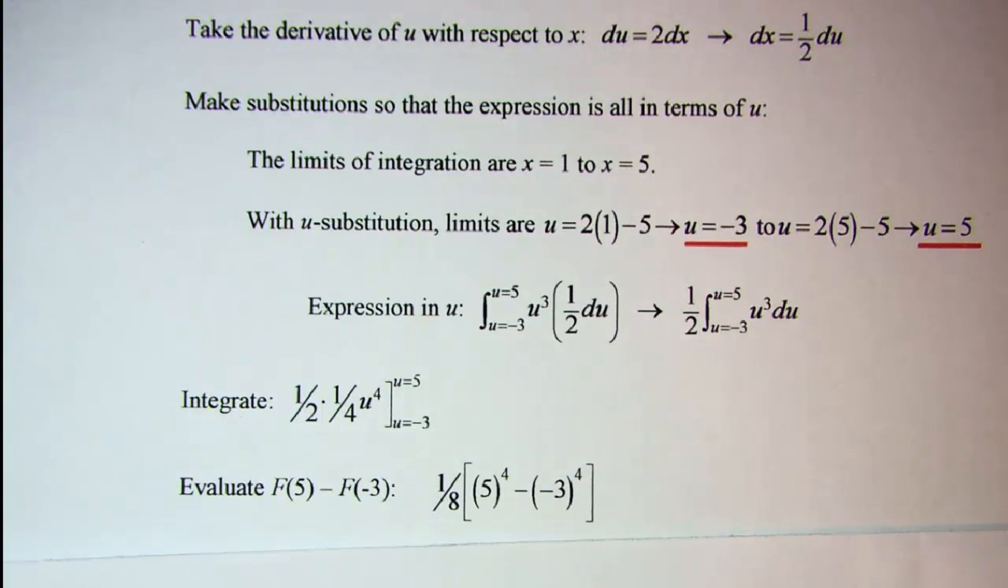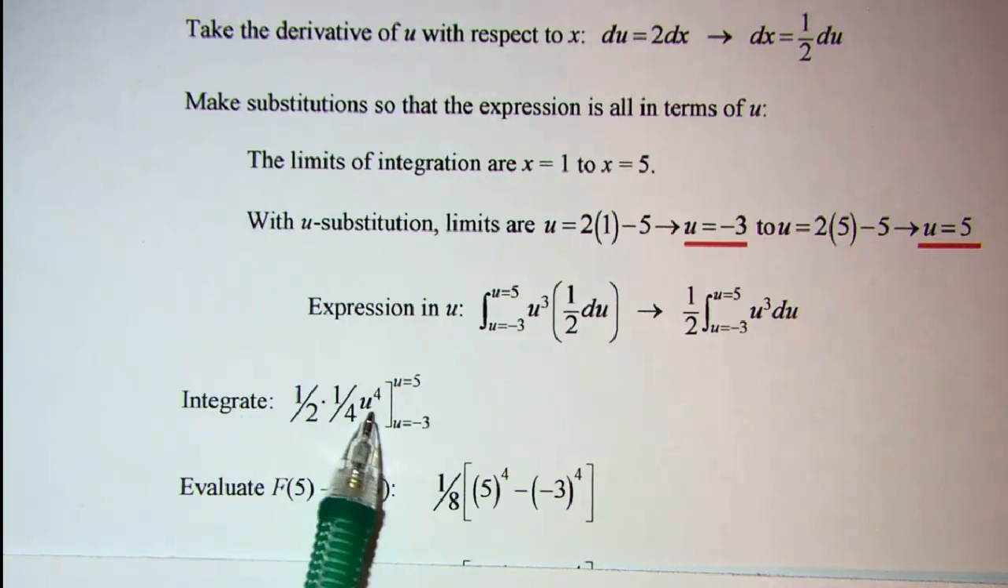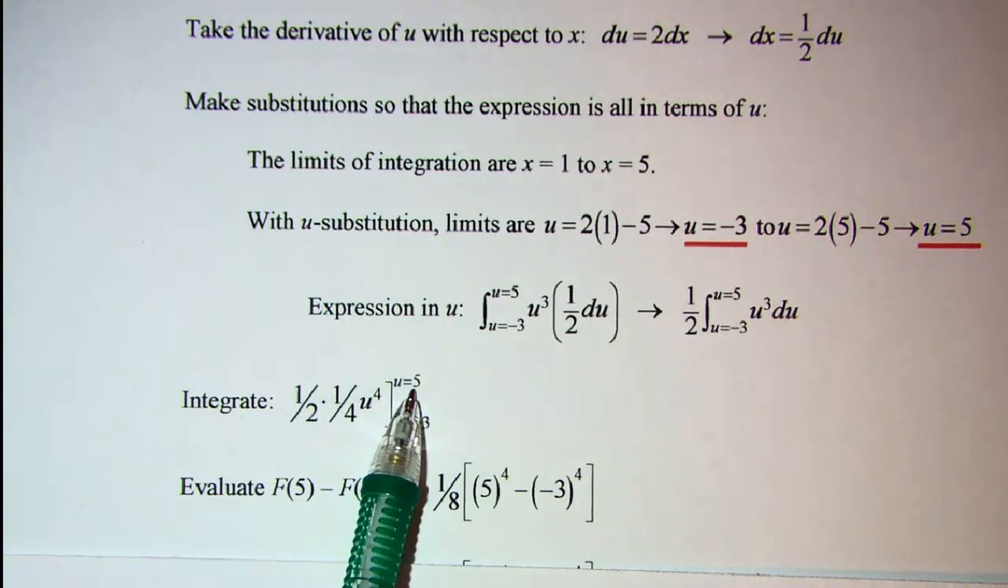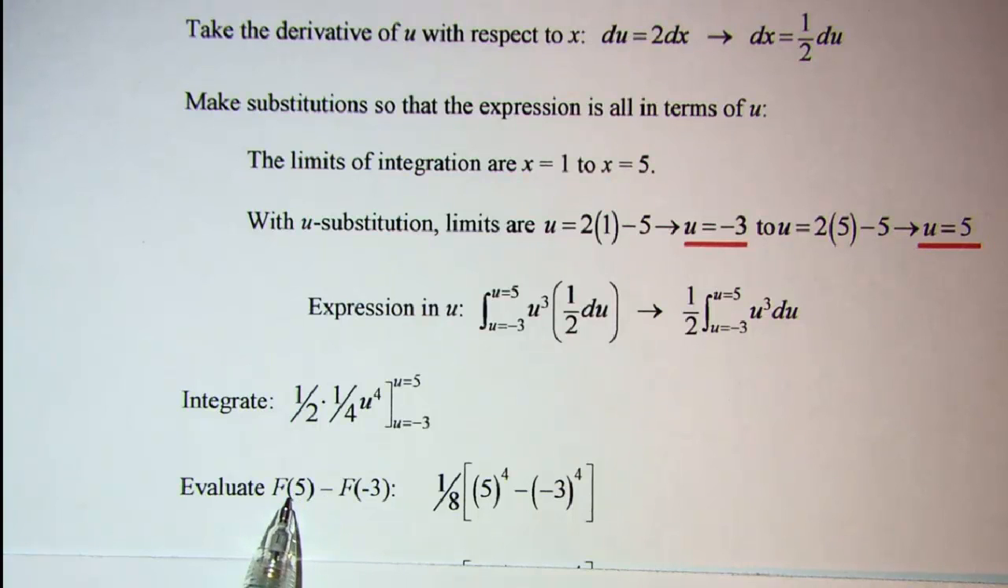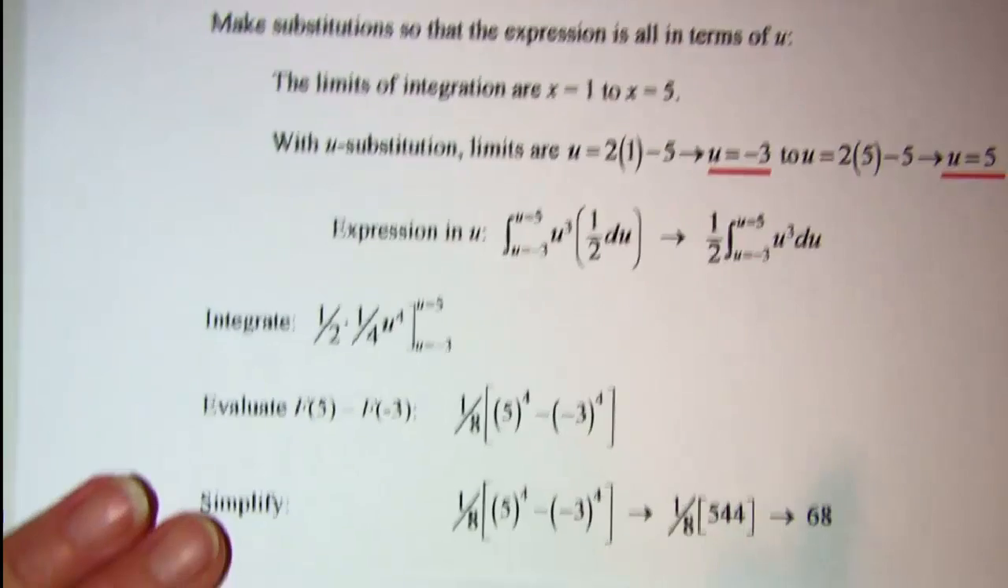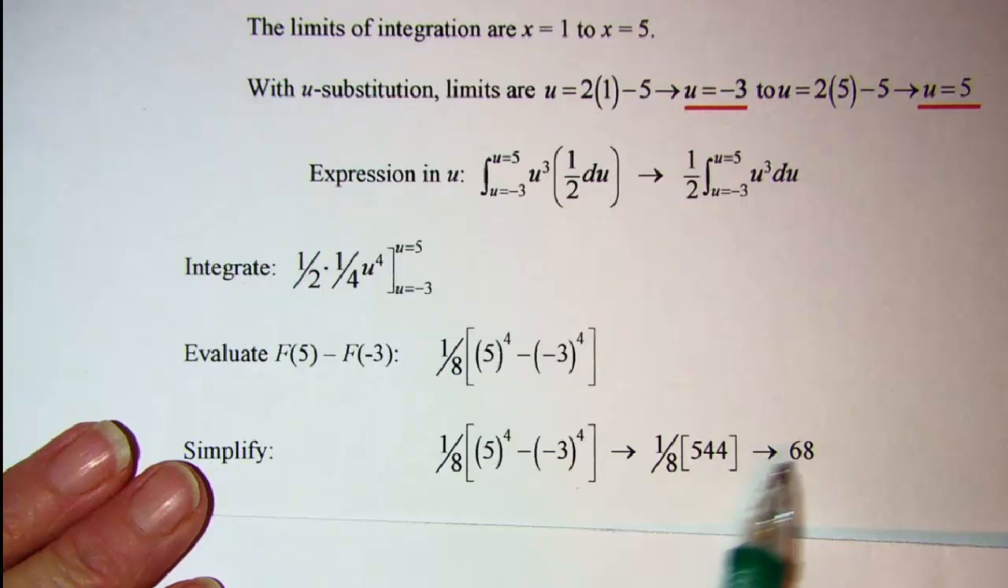Now we're going to use our fundamental theorem of calculus and evaluate this expression first for u equals 5. So we find the value of f of 5, and then subtract from that the value of f of -3, which is our lower limit. So 1/8 comes from the product of these two fractions, and then 5 to the 4th power minus -3 to the 4th power. 68.